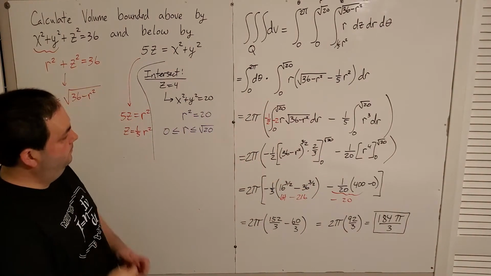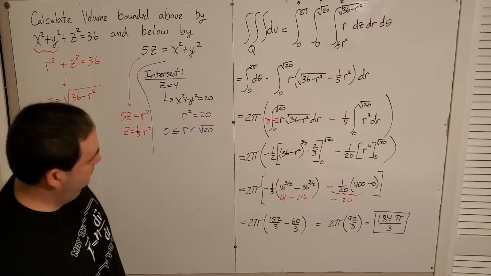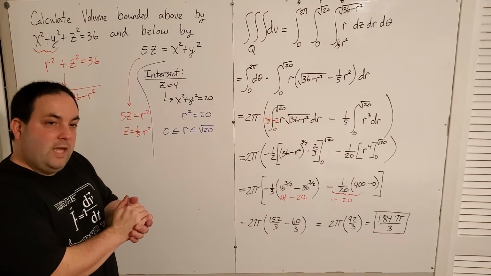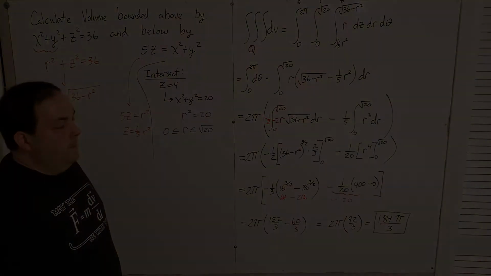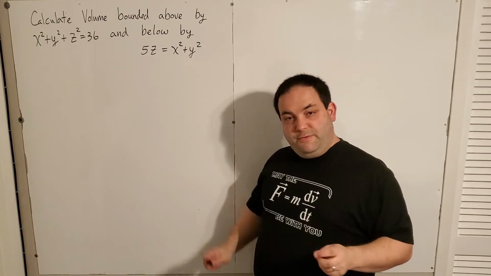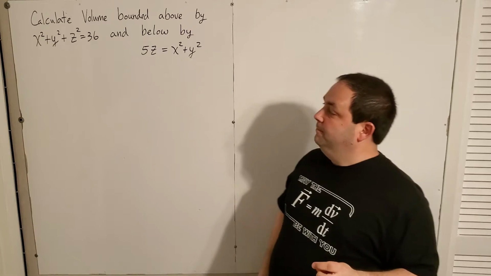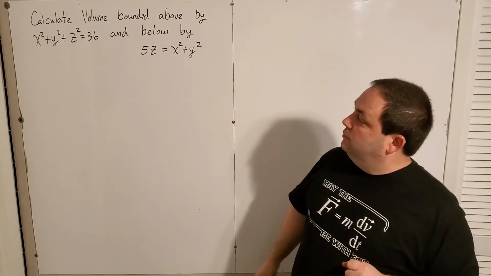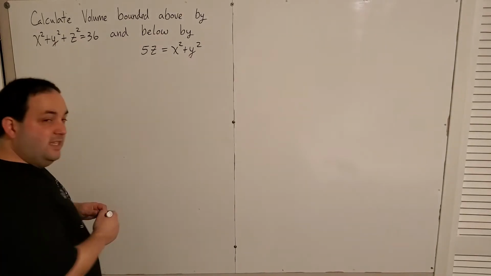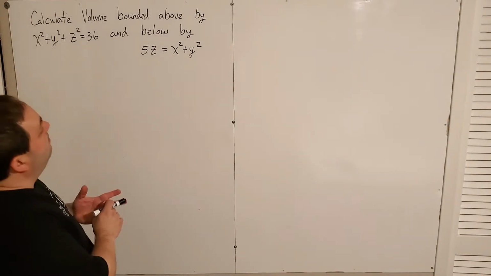All right. So cylindrical coordinates, much better than the rectangular one. Now, let's do the same integral, but in spherical coordinates. So we still have those same two surfaces, which means we have the same intersection. They intersect at z equals 4.